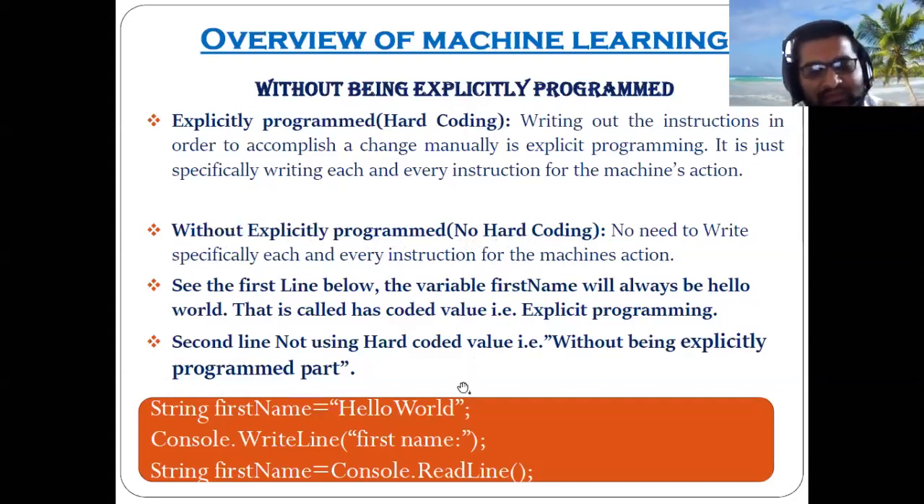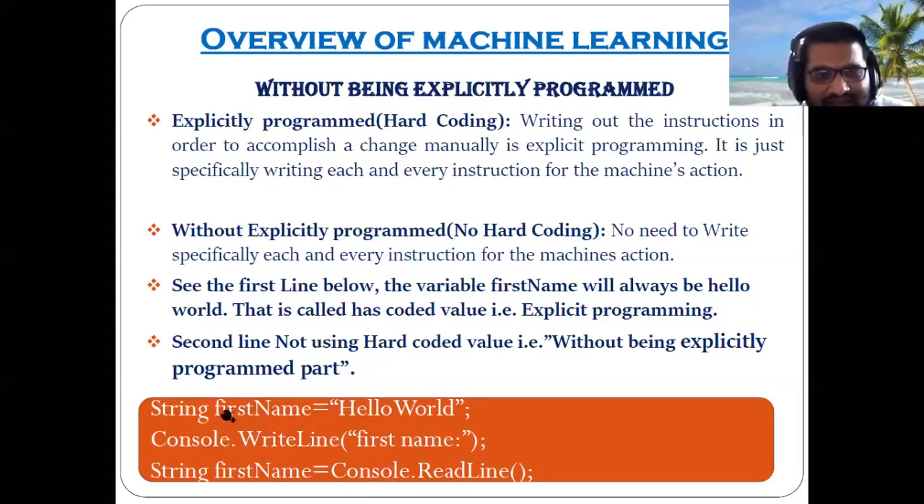Now, I have made it simpler by taking this example. See here, you can see the strip below where I have mentioned three instructions. Can all of you see? Yes, sir. So what I have written: string first name equal to hello world. First name is a variable. Then console write line first name. Then string first name equal to console dot read line.